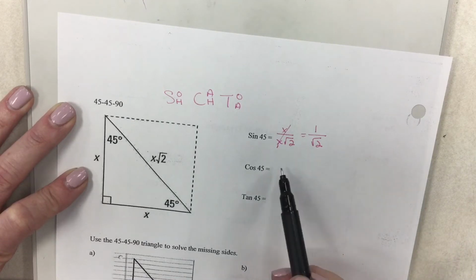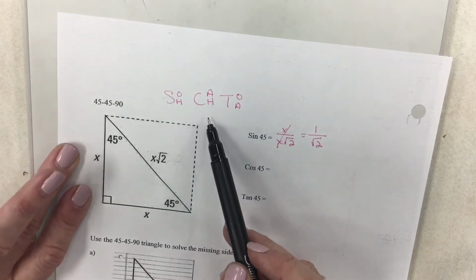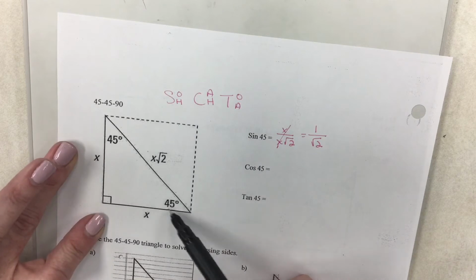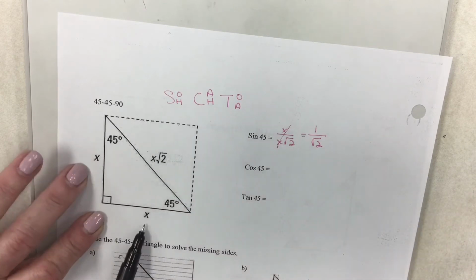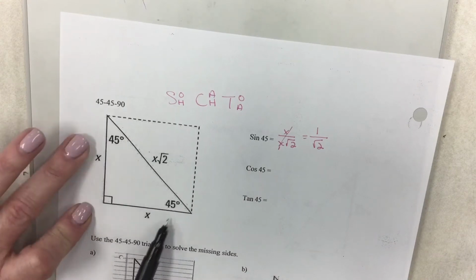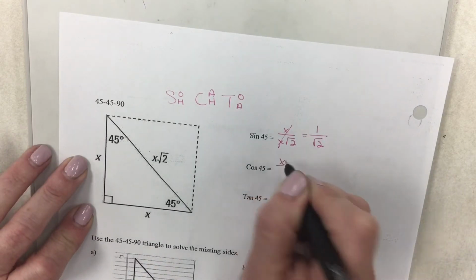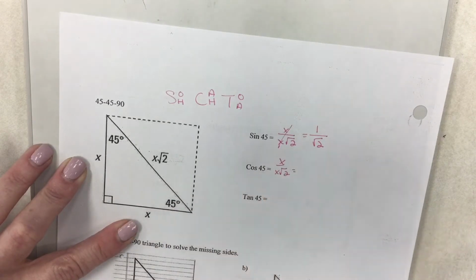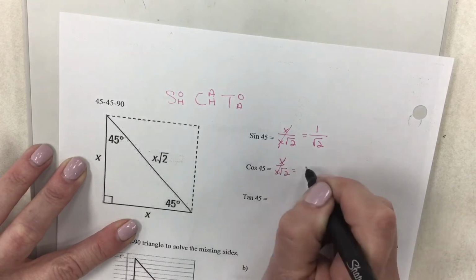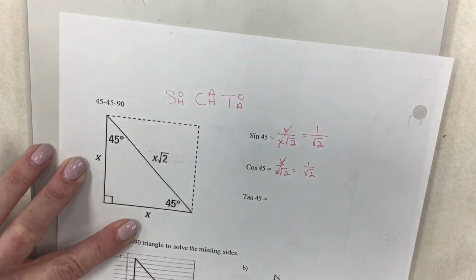Okay? Cosine is adjacent over hypotenuse. And again, it doesn't matter which 45 I use. It'll end up being exactly the same since my side lengths and the angles are the same. So this is x, which is adjacent, over hypotenuse: x divided by x times square root of 2. The x's cancel, and again, I'm left with 1 over square root of 2.